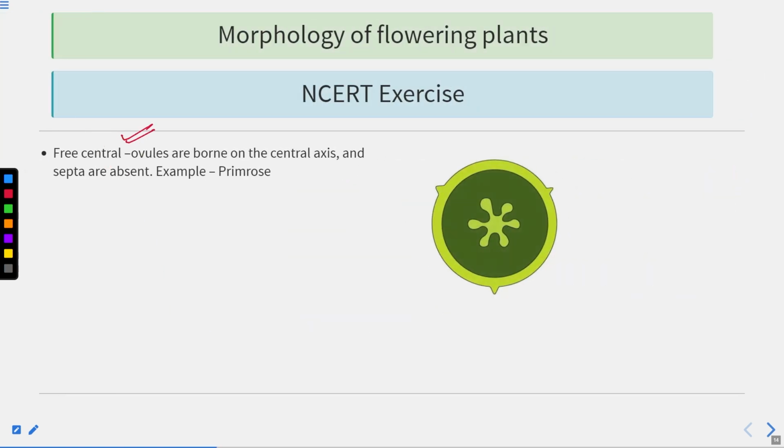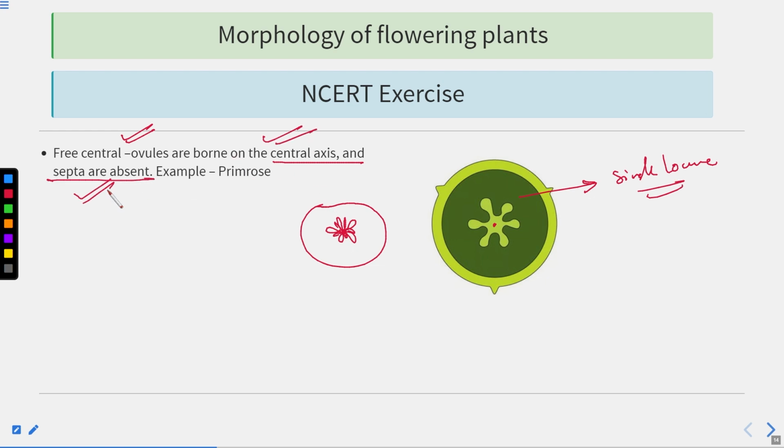Last is the free central. Ovules are borne on the central axis. If you cut a primrose plant, you can see the central axis, and to this central axis many ovules are attached. But what is the difference from the citrus one, axial placentation? Here there is a single locule, while there it is divided into many locules. The ovules are borne on the central axis and septa are absent, whereas there the septa are present. This is the difference. The best example is the primrose plant.